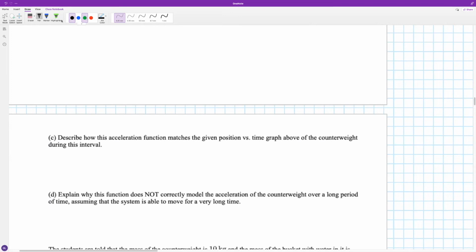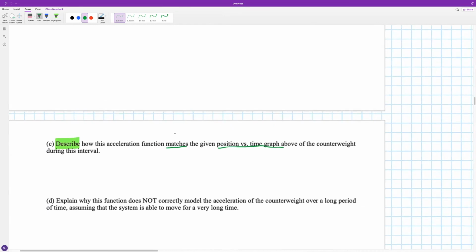describe? So we have to use words here, using the action verbs of the College Board. Describe how this acceleration function matches the given position versus time graph above for the counterweight during this time interval. So nowhere here do we have to talk about how it disagrees or any of that. Let's just see here, what do they say in common?